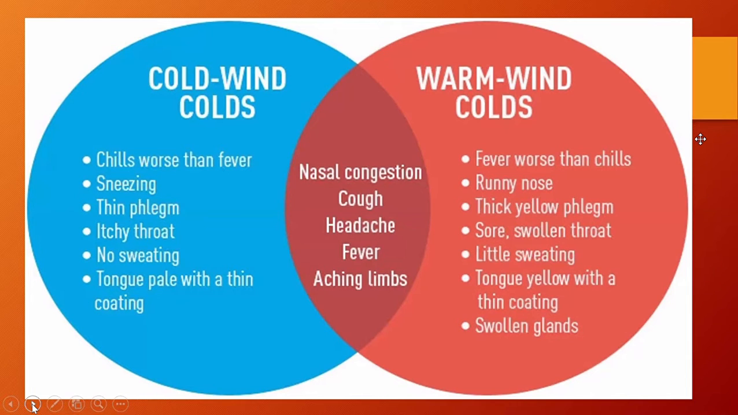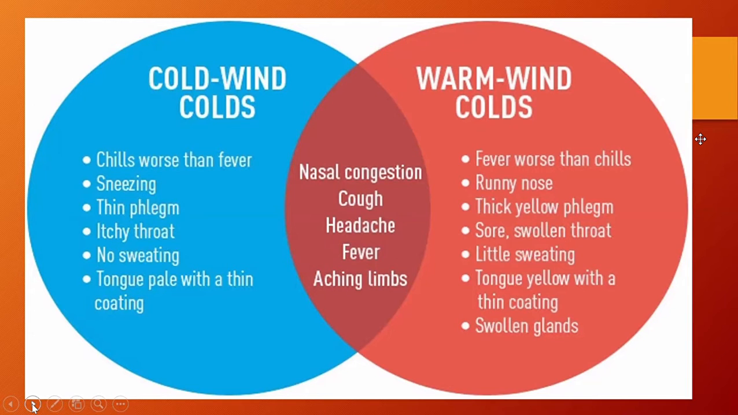And sipon because of heat. But both of these have nasal congestion, cough, headache, fever, and aching limbs, or what we call the influenza-like illness in Western medicine. The only difference between these two is, if you have cold colds, you have chills worse than the fever. You have sneezing, thin phlegm, an itchy throat, you don't sweat, and you have a pale and thin coating of your tongue.